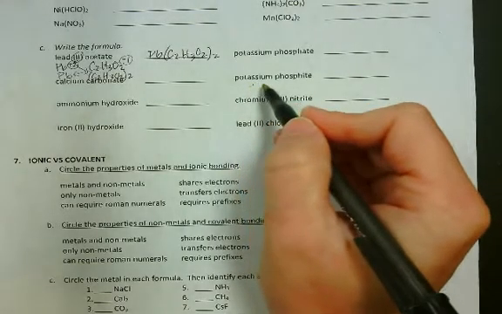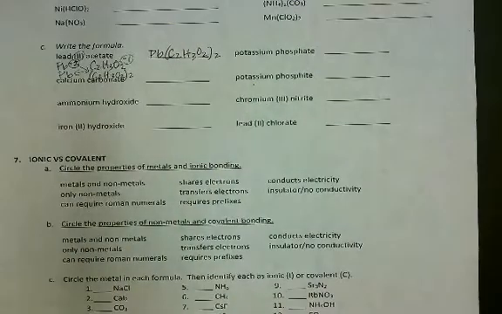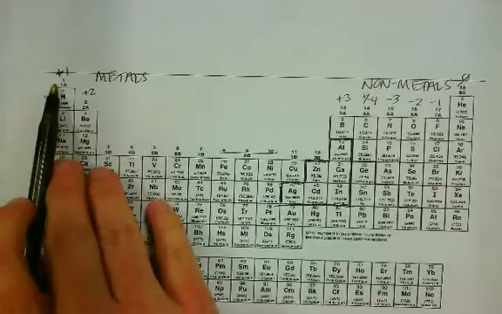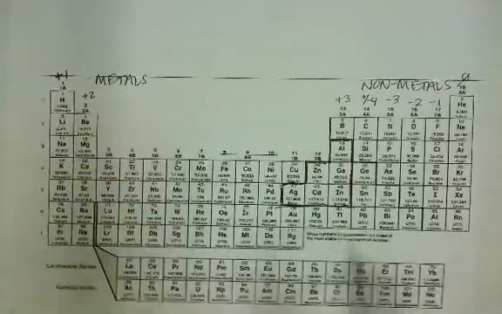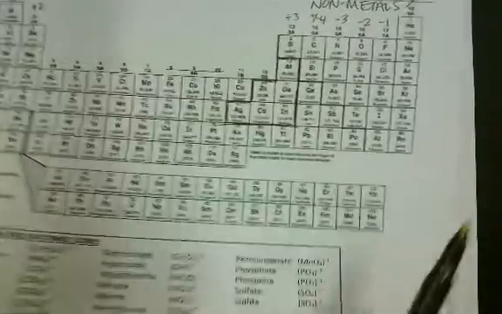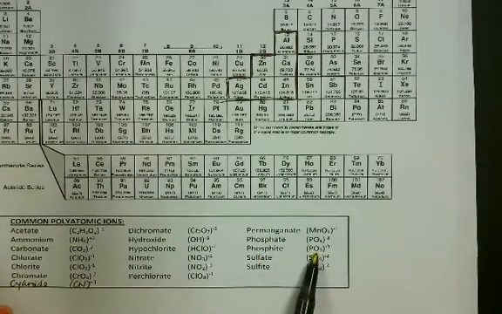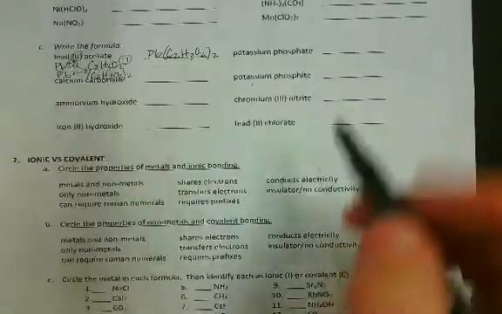Now let's look at this one. This is potassium phosphate. Potassium, okay, that's our metal, and it's a K. We know it has a +1 charge. Now phosphate is PO4 -3. So we write that down.